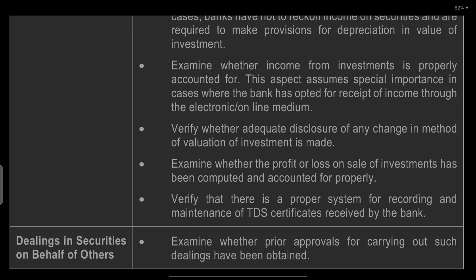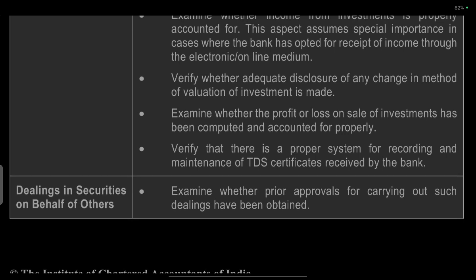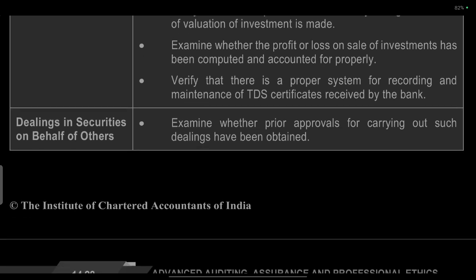Examine whether the income from investments is properly accounted for. This assumes special importance in cases where the bank has opted for receipt of income through electronic or online medium. Verify whether adequate disclosure of a change in the valuation method is made. Examine whether the profit and loss on sale of investments has been computed in accordance with the prescribed norms. Verify there is a proper system of recording and maintenance of TDS certificates received by the bank.